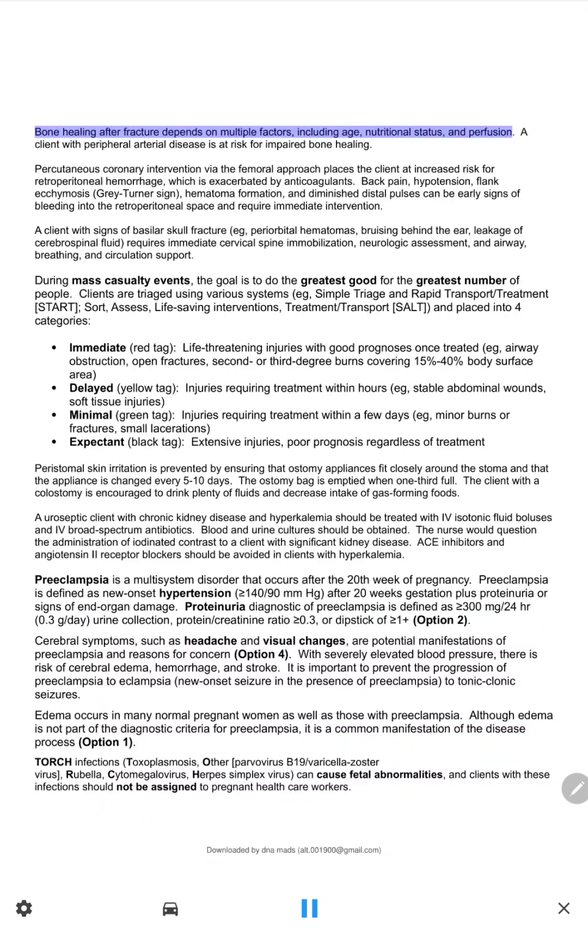Bone healing after fracture depends on multiple factors, including age, nutritional status, and perfusion. A client with peripheral arterial disease is at risk for impaired bone healing.